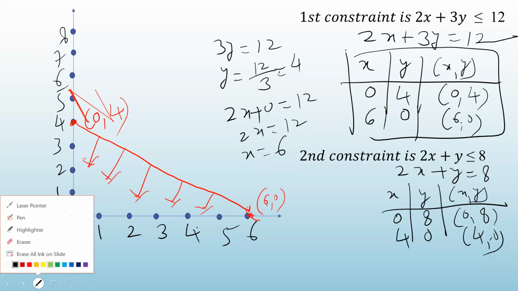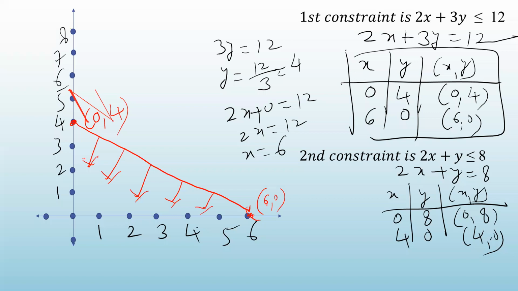0, 8. X coordinate is 0, y coordinate is 8. So this is the point 0, 8 and 4, 0. It is this point 4, 0. Join them. And you can see here.